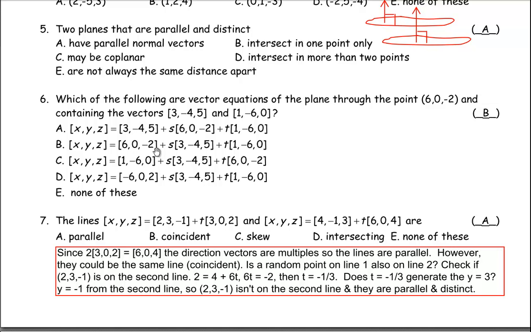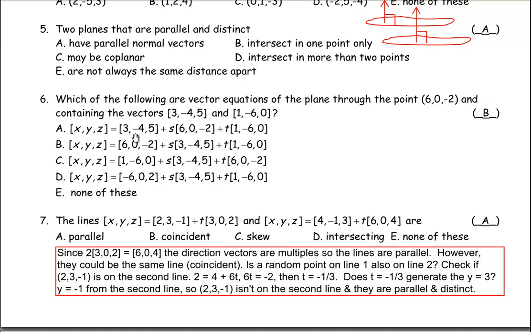Now, notice I've written this as a vector. And that's because when I say the position vector of a specific point on the plane, it's the vector that goes from 0, 0, 0, the origin, to that point. So we would actually call it the vector [6, 0, negative 2]. And plus then parameters, I'll call them S and T, times each of these vectors. We don't call them direction vectors, they're vectors in the plane, because a plane is 2-dimensional, whereas a line is 1-dimensional, so it has a direction vector. So that's why B is the only correct answer for number 6.